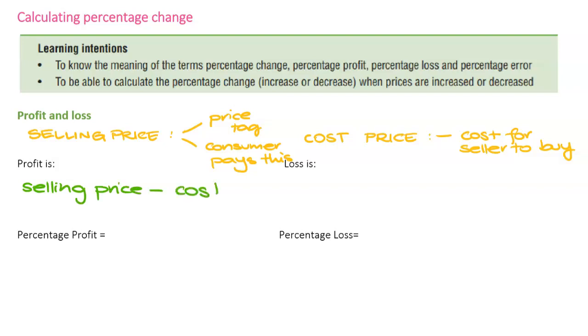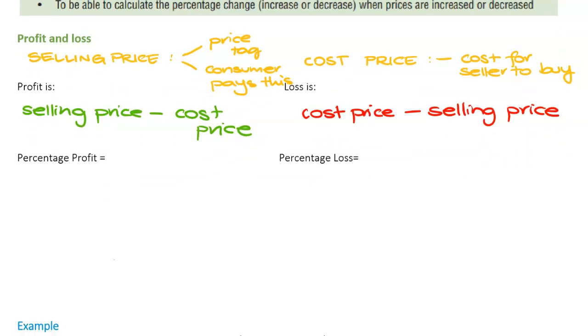Whereas a loss, if we wanted, we could use selling price minus cost price for our loss. We would just get a negative number here, but if you wanted it as a positive number, you could just flip this around: cost price minus selling price. And we put it in red because that is going to be a loss. If it cost me $1 for my pencils and I was selling them for 20 cents, then $1 minus 20 cents would be 80 cents.